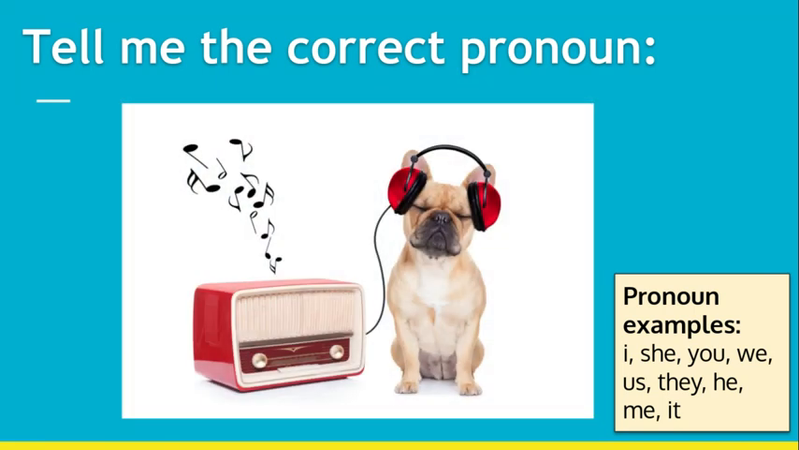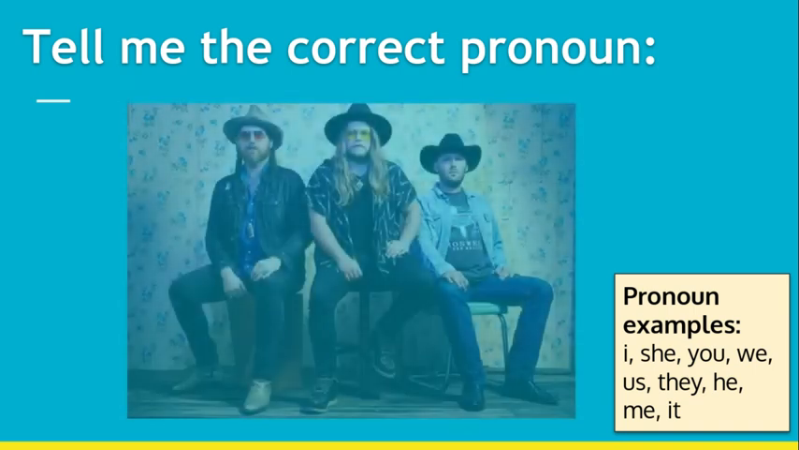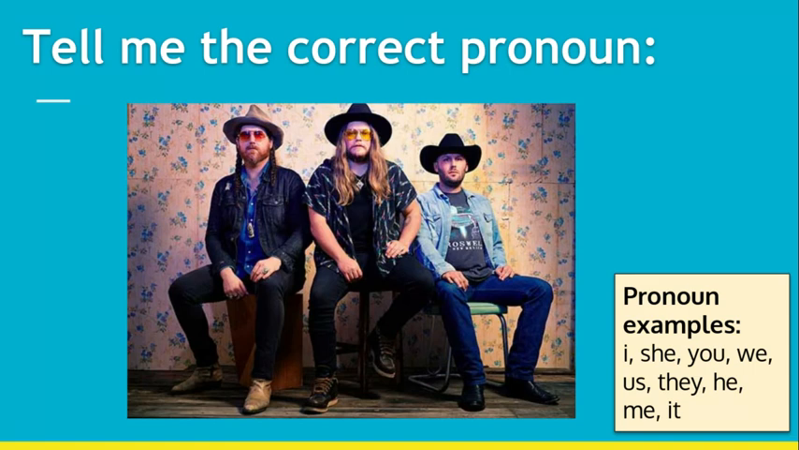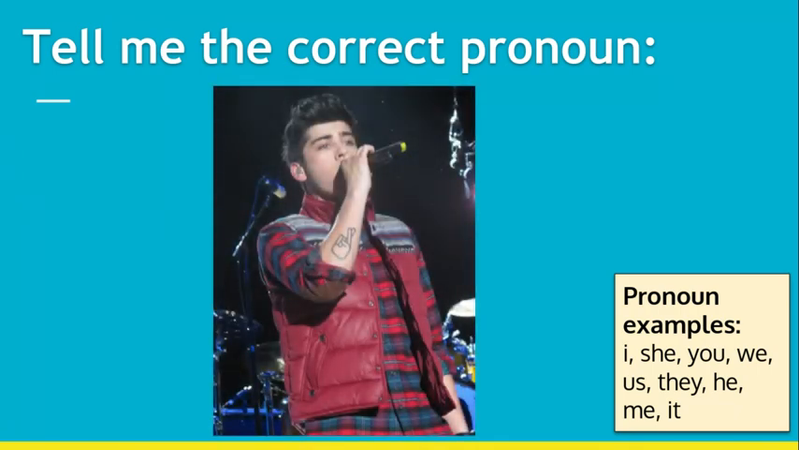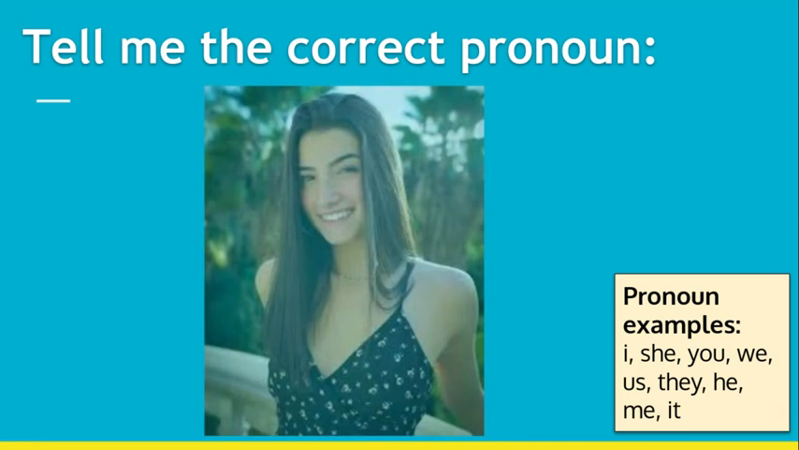This is a dog, and you would say it. If you know who the dog is, you can say she, but in our case, we'll say it is listening to music. This is a group of people, so you would say they. They are part of a band. This is one man, so you would say he. He is singing. This is one girl or one woman, so you would say she. She is posing for the picture.